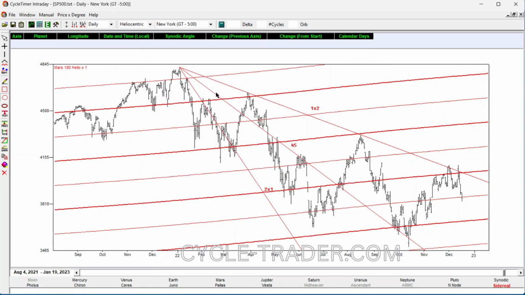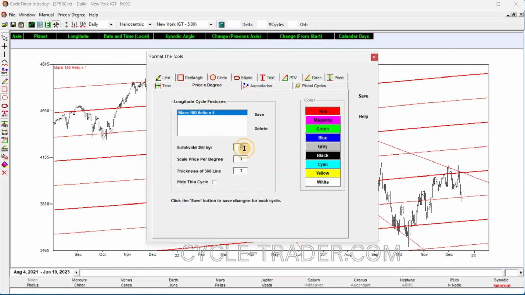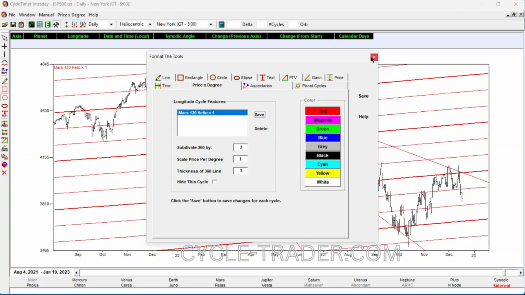The text in the upper left of the chart now shows Mars 180 heliocentric, which includes the base tone of 360 and its first harmonic. You can see how the 180 harmonic defined resistance and support, especially at the major tops and bottoms. Next, change the harmonic from 180 to 120 degrees by dividing the 360 into 3. Take a minute to see how this harmonic pinpointed the smaller movements within the larger 360 cycle.